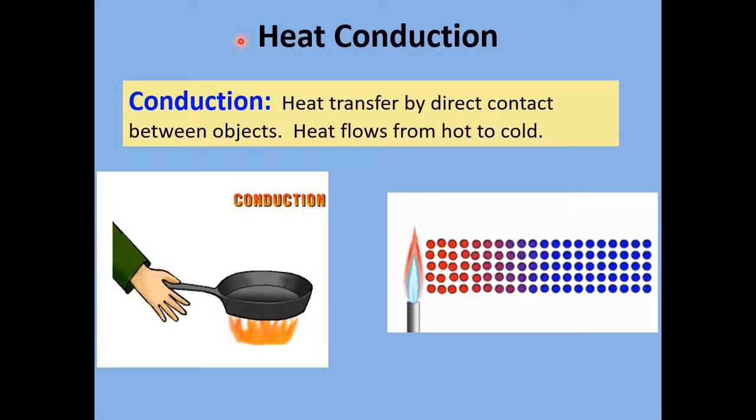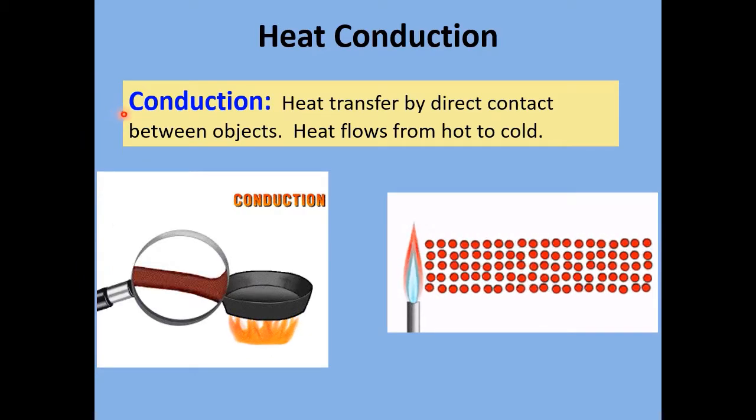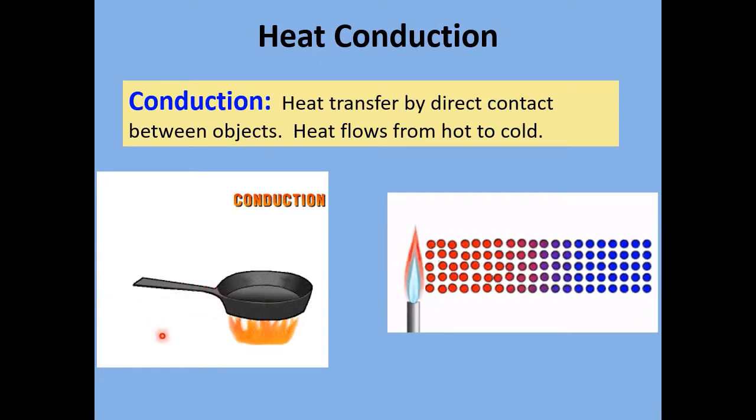So let's start by talking about heat conduction in some detail. Conduction is heat transfer by direct contact between objects. Heat flows from hot to cold. So imagine you have this cast iron skillet, maybe you're camping and you're going to fry up some fish or something like that, and you set it on the fire like this. Well, obviously, if you grab the handle here, and it's all metal, you're probably going to burn your hand. So why is that? Well, what they're showing here is that heat conduction is the transfer of heat from this hot fire through the metal down to your hand on the handle.